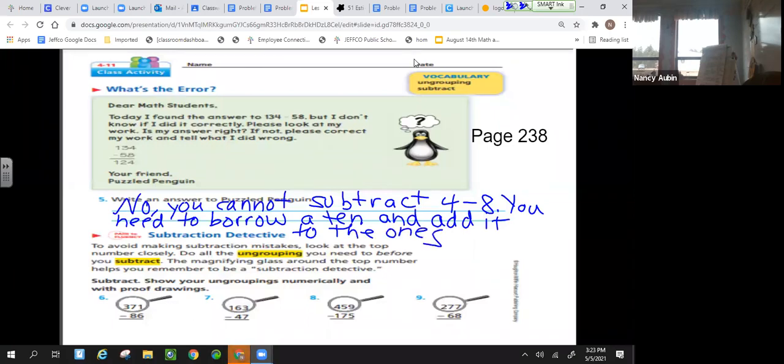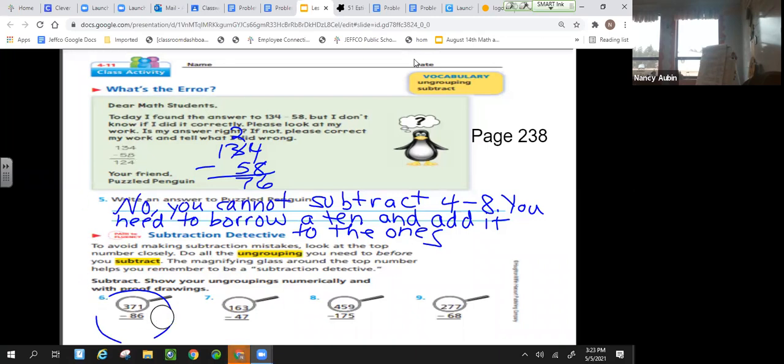All right, so 134 minus 58 would have looked more like this, correct? Is that what you got? Nice. We don't have time to do these. Did anyone get to do the four problems at the bottom? Some of you? But not many. A couple people did. All right, guys.